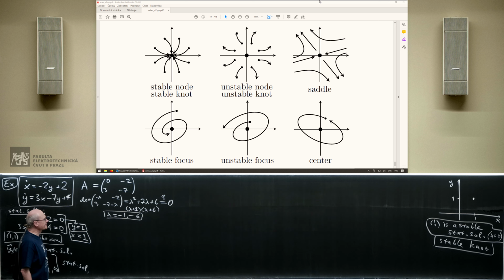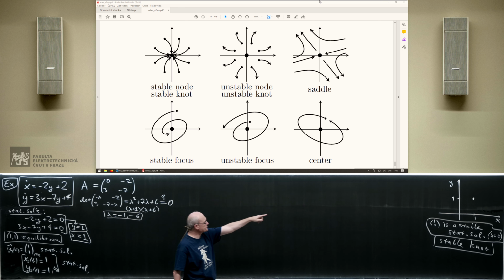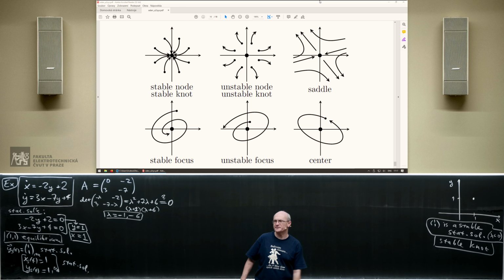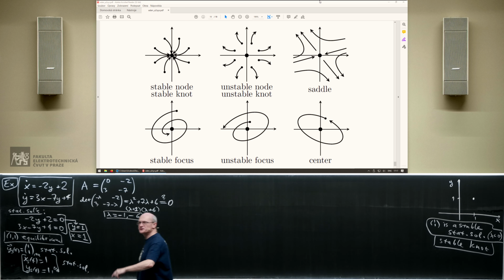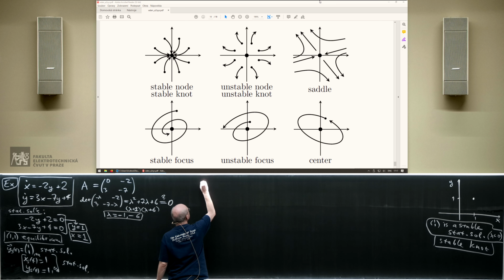But you say, oh, wait a second. Didn't we ask for more? Didn't I promise more? Well, yeah, let's investigate. We know that the solutions actually go to the stationary point (1, 1). They should go there. But how? That's an interesting question. So let's ask about a general solution.